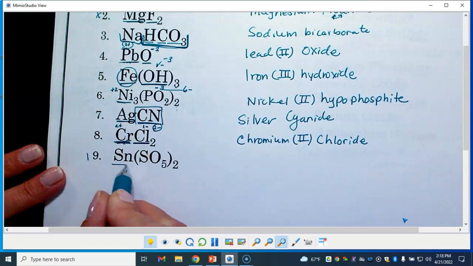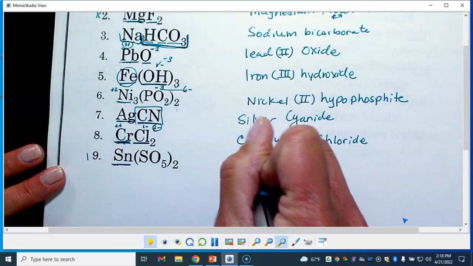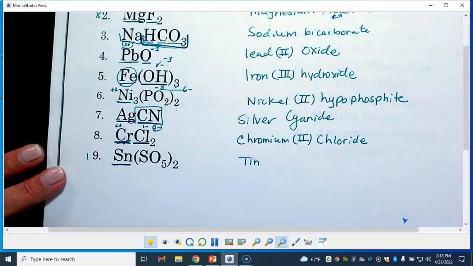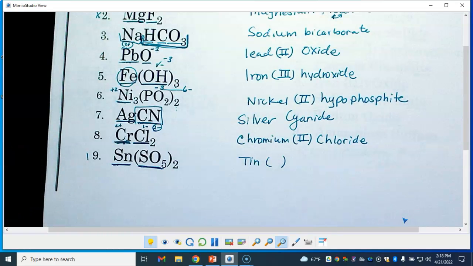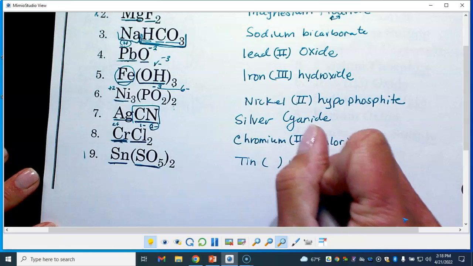Last one. Sn is what element? Tin. Is it going to need a Roman numeral, yes or no? Yes. We'll come back to it. Let's name SO5. Well, SO4 is sulfate, right? So if I have one more oxygen, it's going to be persulfate.